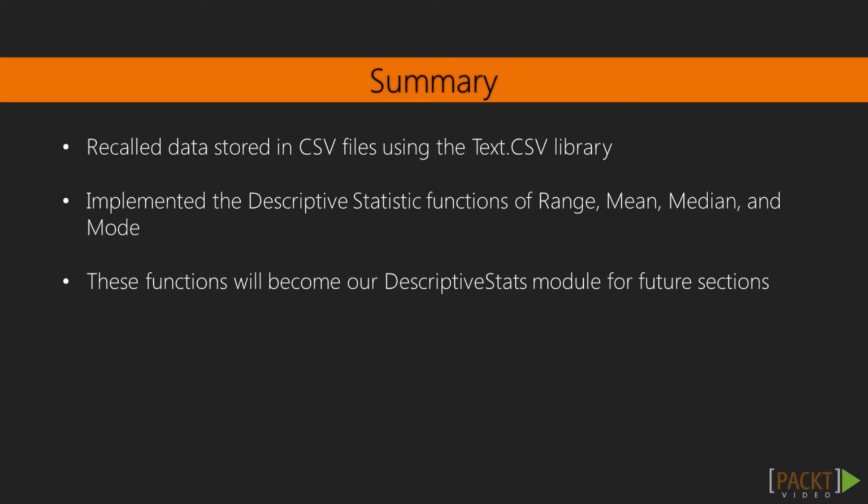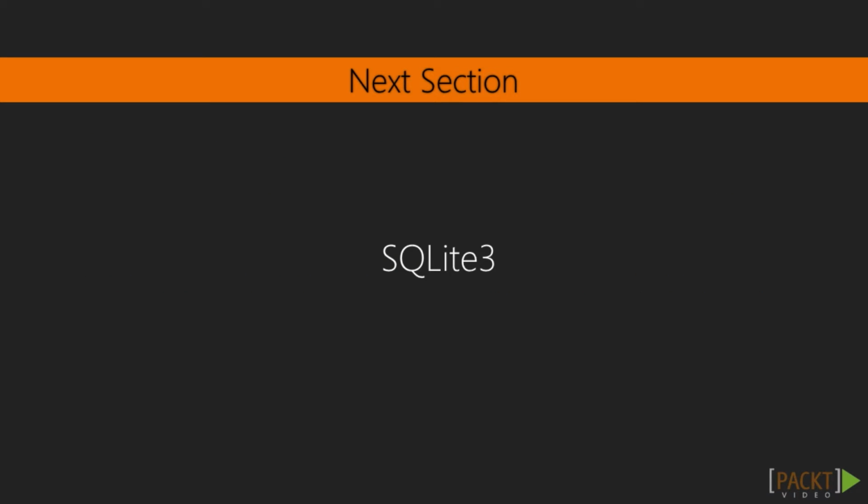So in this section, we read data stored in a CSV file using the Text.CSV library, and we implemented the descriptive statistics functions for the range, mean, median, mode, and standard deviation. These functions will become our descriptive stats module for future sections. In our next section, we will begin using SQLite 3.